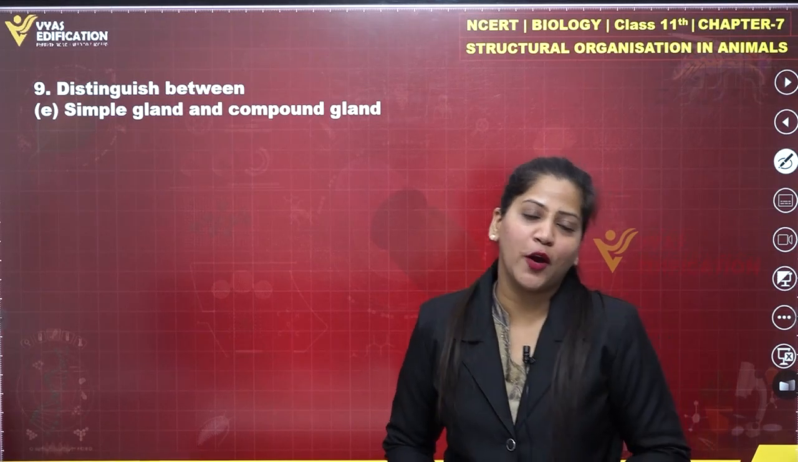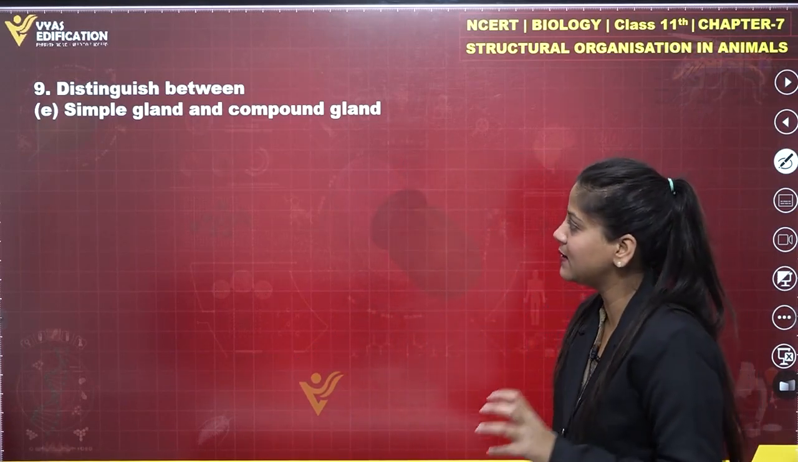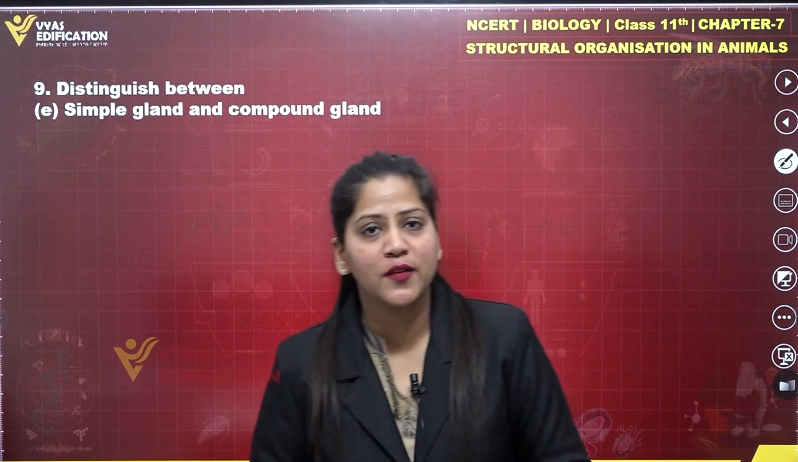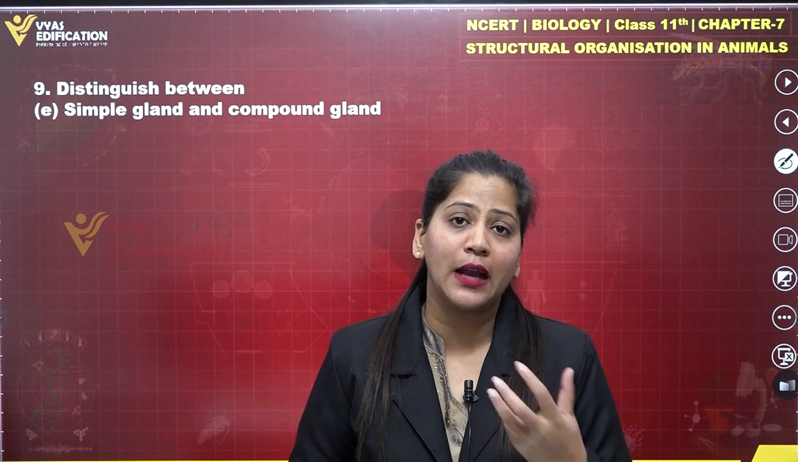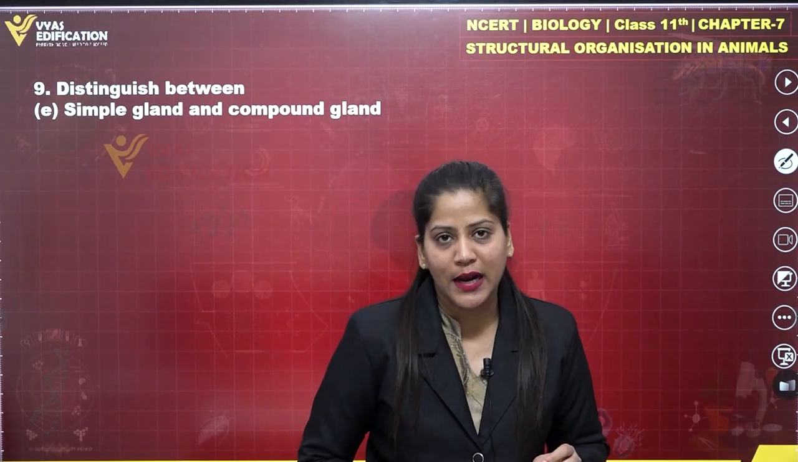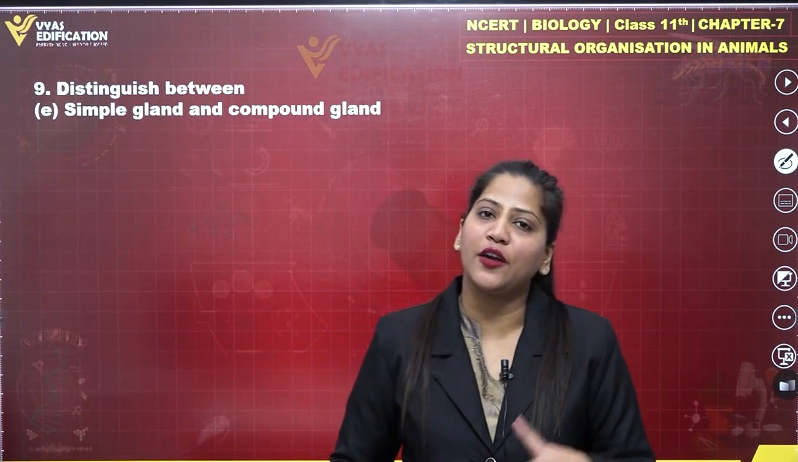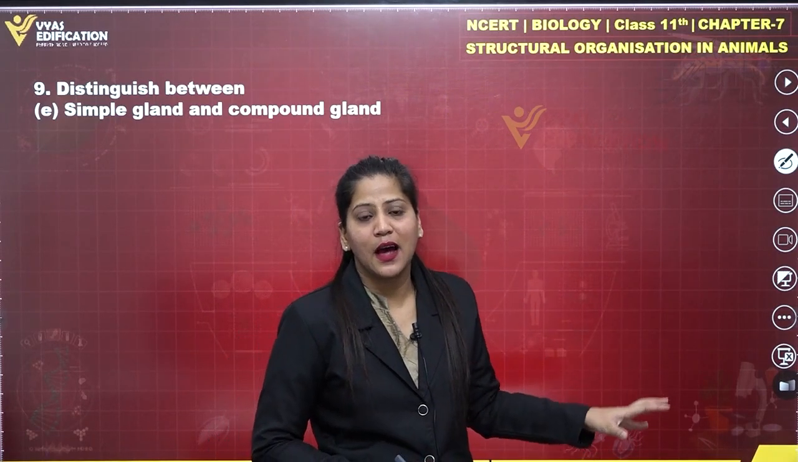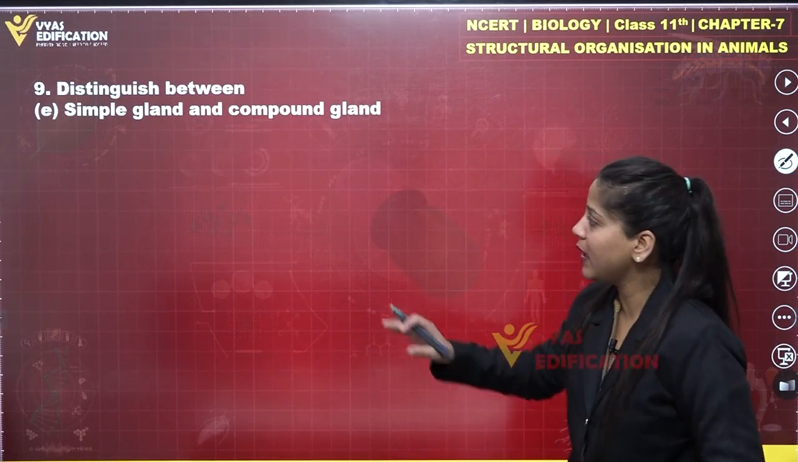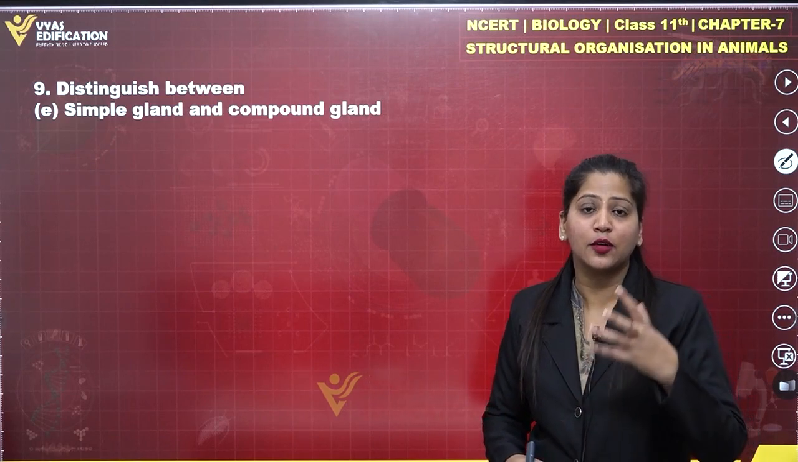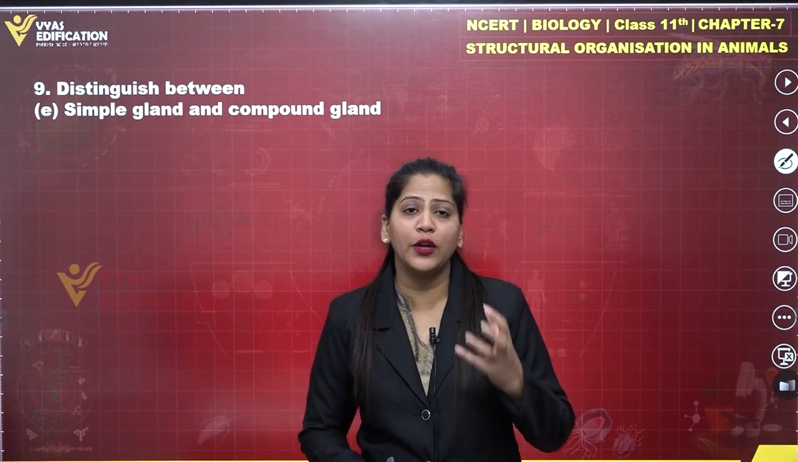Now moving on to the last part of the ninth question, we have to distinguish between simple glands and compound glands. Simple glands contain isolated secretory cells, isolated glandular cells, whereas compound glands contain clusters of secretory cells. Simple glands are unicellular, and compound glands are multicellular. For examples, simple gland has goblet cells present in the alimentary canal, and for compound glands we have salivary glands, right?